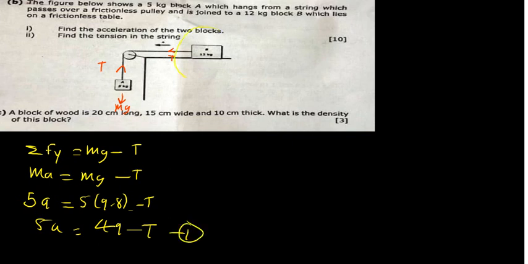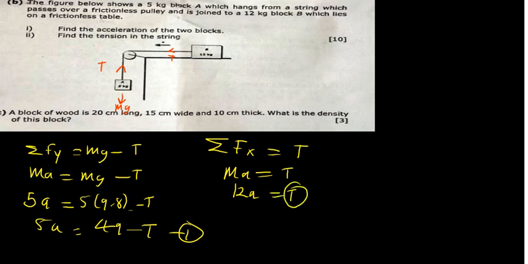Now we can look at this other one. The net force for that one, since it's moving in the x direction, is going to be equal to tension. It's only tension that is making it go in the direction of motion. There's no other force that we can subtract. So mass times acceleration is going to be equal to tension. The mass, this one has been given as 12 kg, times acceleration will be equal to tension. So we're going to put 12a there.